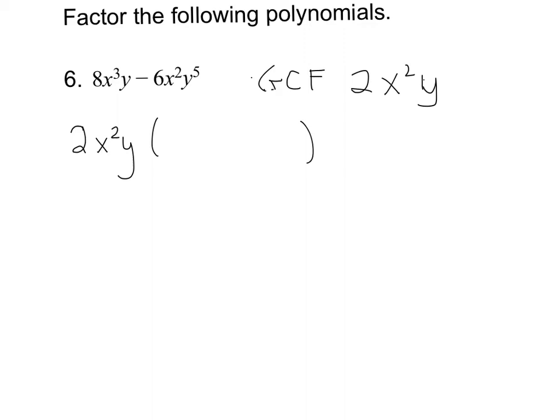So if I take 2x squared y out, I have a factor of 4 left for the first term. I took out 2 of the 3 x's, so I have 1 x left. And I took the only y out, so I just have 4x left. I took a factor of 2 out of negative 6, so I'll have a 3. I took both x's out, so they're gone. And I took one of the 5 y's out, so I'll have y to the 4th left.